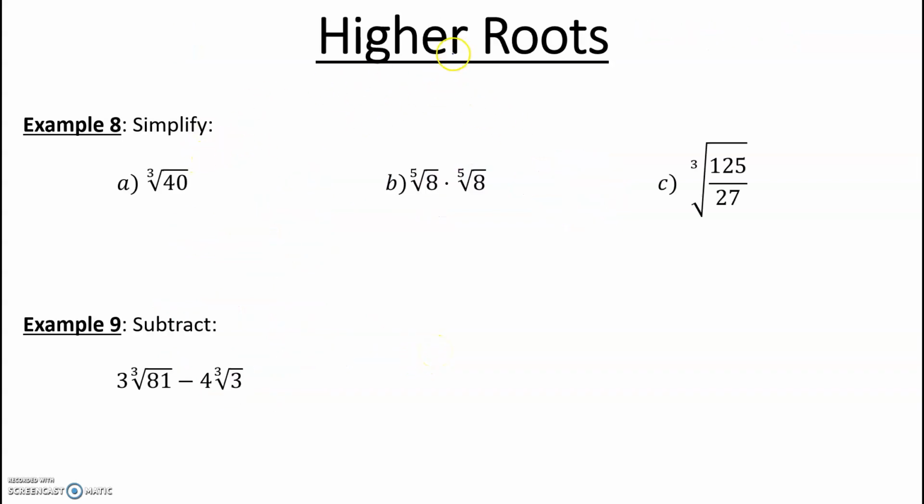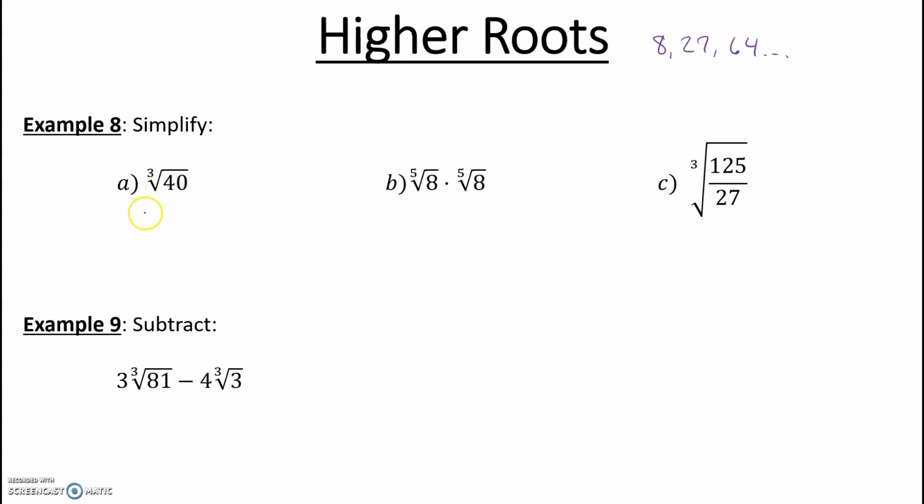Now we're going to move on to higher roots, so higher than a square root. So we're going to talk about cube roots and fourth roots and fifth roots, and you have to understand the concept. When you're talking about a cube root, you're talking about something times itself times itself. So like 2 times 2 times 2 is 8, 3 times 3 times 3 is 27, 4 times 4 times 4 is 64. These are numbers you want to have in mind when you're talking about cube roots.